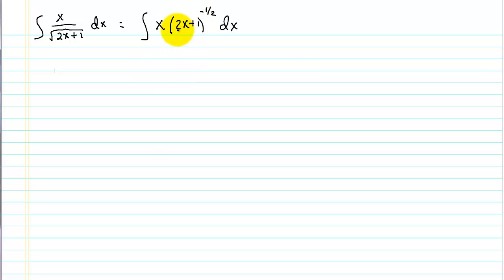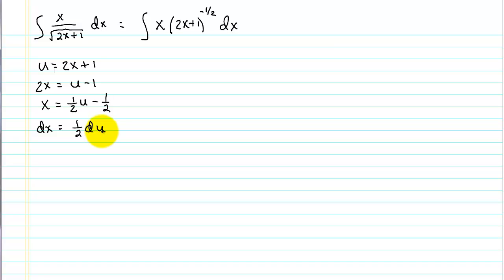Now again, if I pick this as u, my u prime would be 2. I have this extra x, so we're going to have to go through the formal substitution. So u is going to be 2x plus 1. I need to solve that for x, so I have to subtract 1, and then I have to divide by 1/2. Let's go ahead and distribute that. And my dx then is going to equal 1/2 times du.